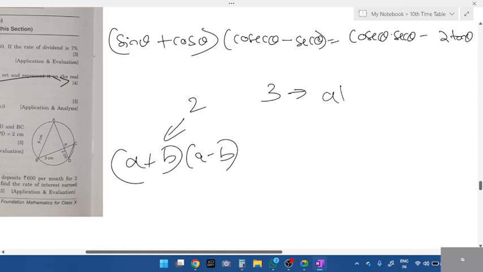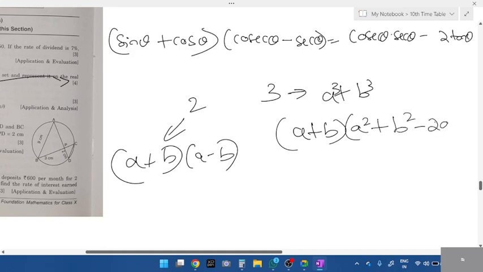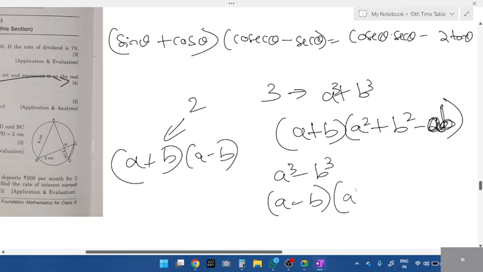What are the three formulas? A cube plus b cube. What is a cube plus b cube? A plus b into a square plus b square minus ab, right? For a cube minus b cube, a minus b into a square plus b square plus ab. Is this clear for square and cube?